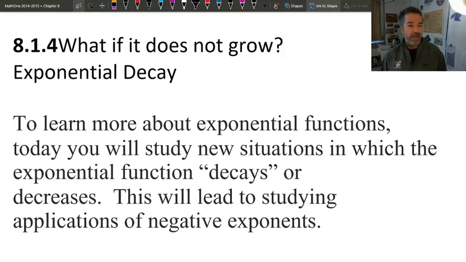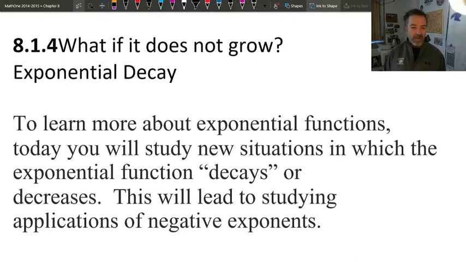And we've also talked about compounding periods and how you might be compounding that 6% more often than once a year. If you were compounding the 6% every single month, your interest rate for each month would be 0.5%, right? So your multiplier would be radically different, but you would have 12 compounding periods instead of just the one. So today we're going to be looking at what if it does not grow: exponential decay.